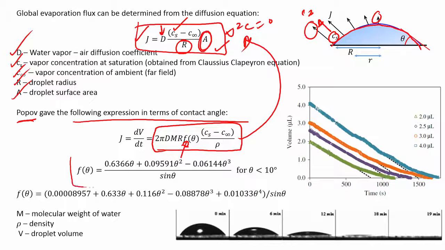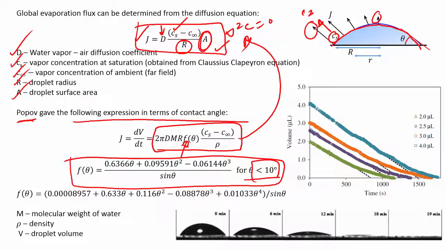f theta is given by this for contact angle less than 10 degrees. So, that is what you have over here. And this is Cs minus C infinity, the same expression that you had before. This is the molecular weight, this is the corresponding radius of the droplet, this is the droplet volume. So, he proposed two regimes, one is for less than 10 degree contact angle, this is more than 10 degree contact angle, got it. This is what Popov actually proposed.